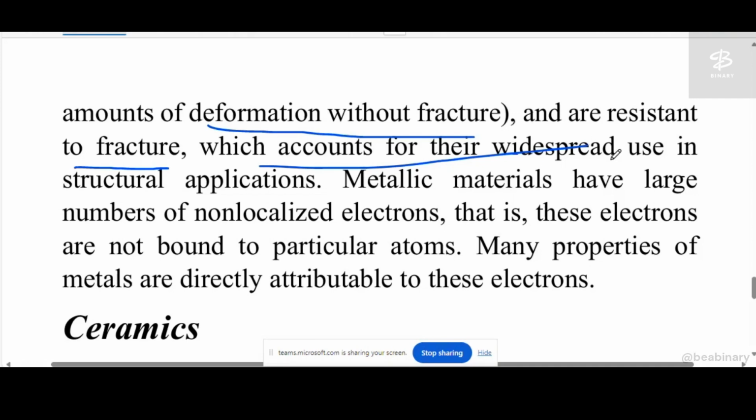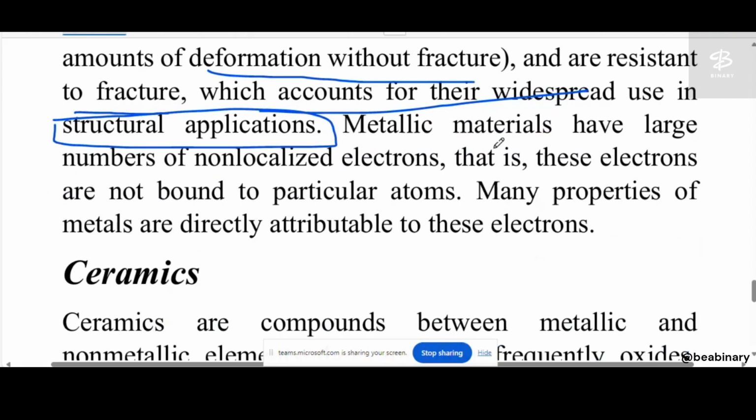This is the reason why metals are used in many structural applications, because they have the capability not to break, not to fracture. Because if initially there is a deformation, you are able to see that there is a crack, the deformation is starting, then you have time to replace that particular product, and you are basically living in the safe zone. That's why metals are used frequently in many structural applications.